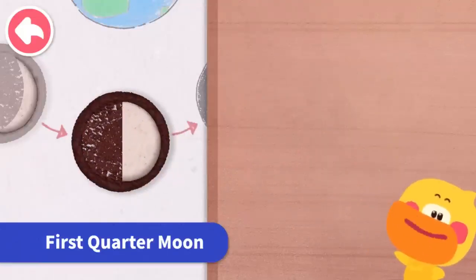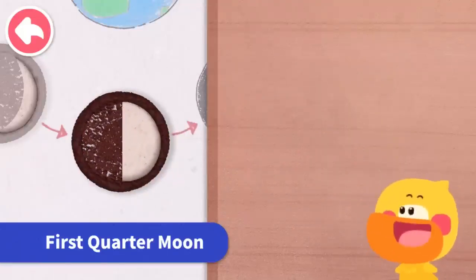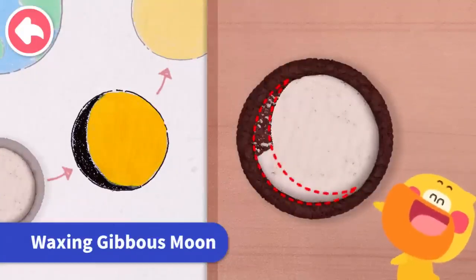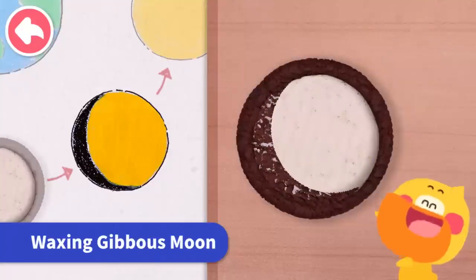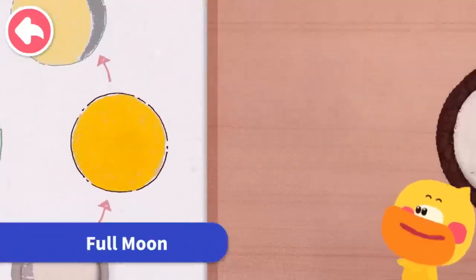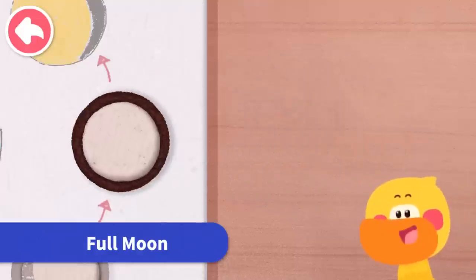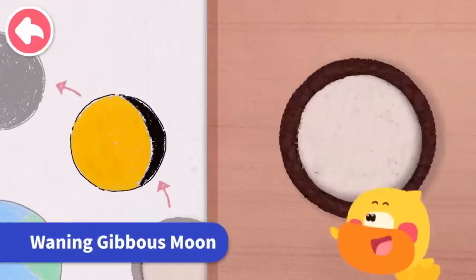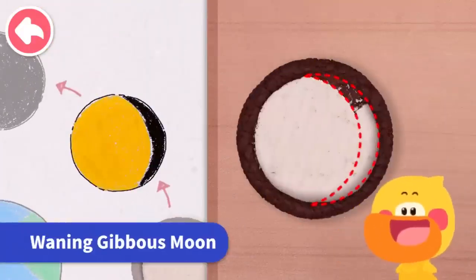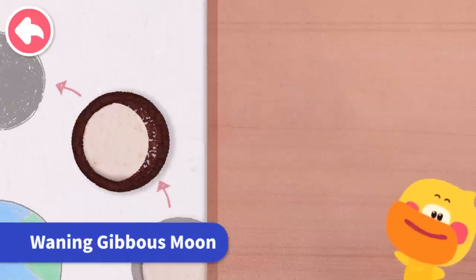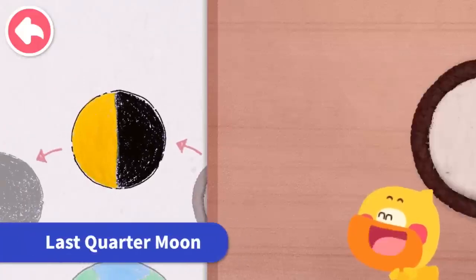Done with the semicircular first quarter moon. Waxing gibbous moon. The bulging moon looks like a lemon. Full moon. The full moon is round, and the round sandwich cookie is just right. Waning gibbous moon. Waning gibbous moon cookie. Last quarter moon.